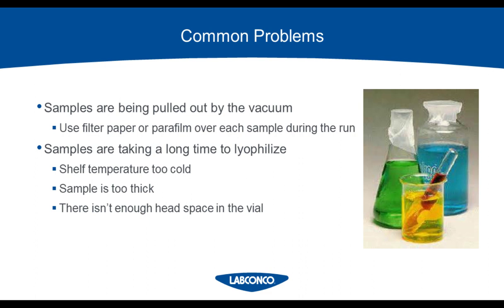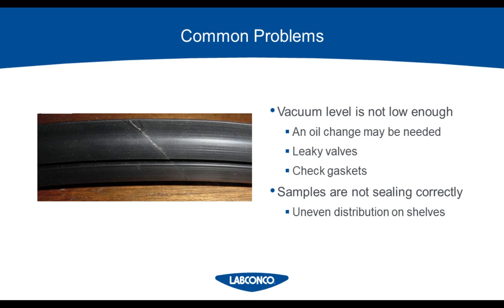If samples are being pulled out by the vacuum, you can use filter paper or parafilm as long as there's holes poked into the sample to allow for the vapors to leave. And if samples are taking too long to lyophilize, your shelf temperature may be too cold, your sample might be too thick, or there may not be enough headspace in the vials.